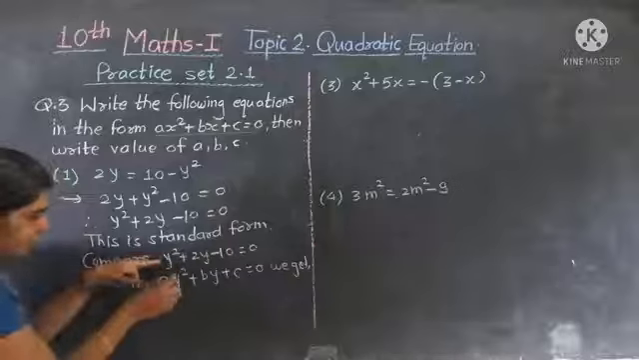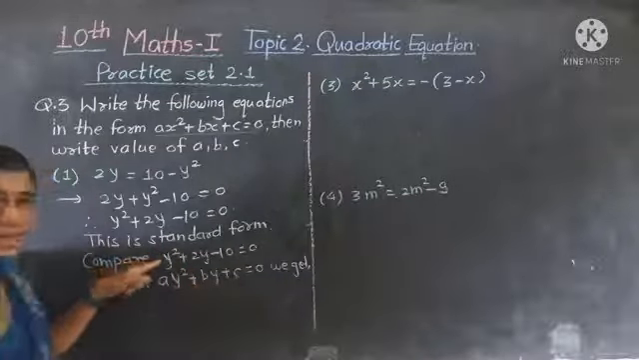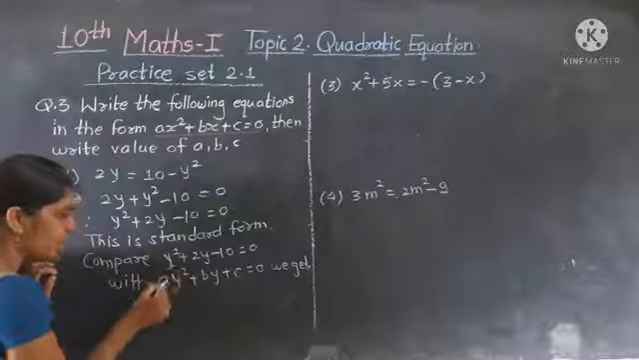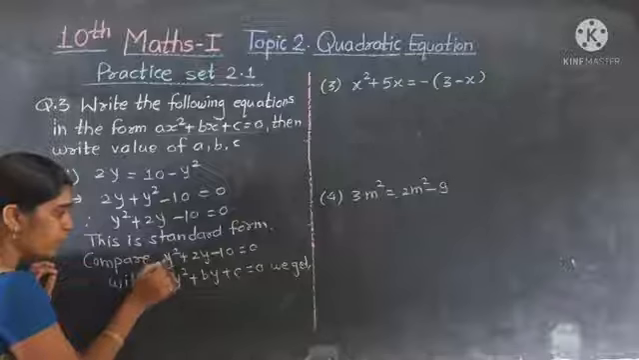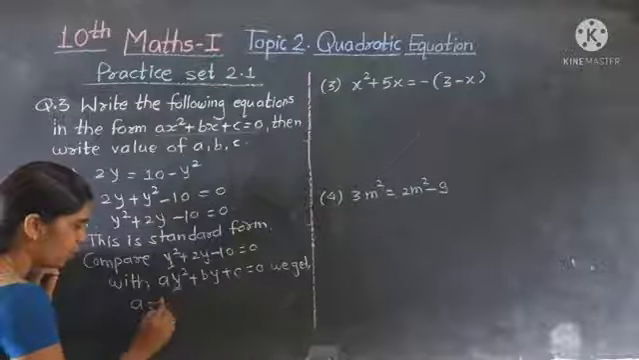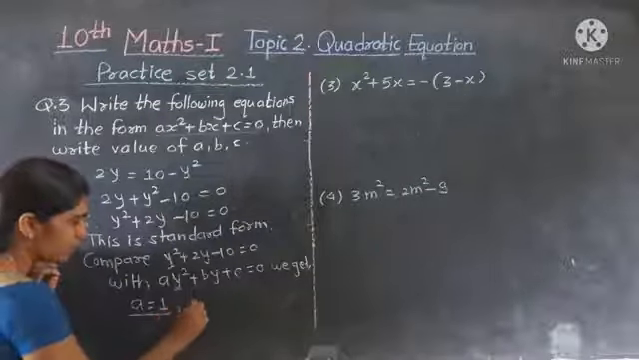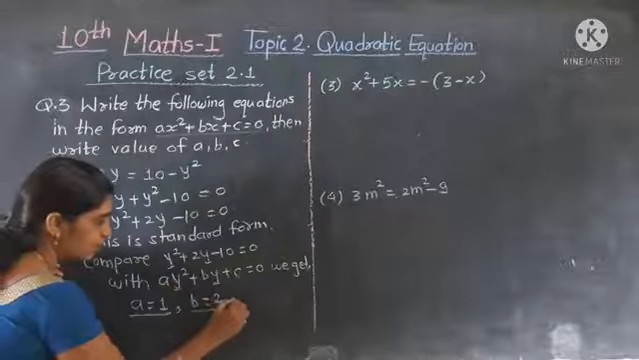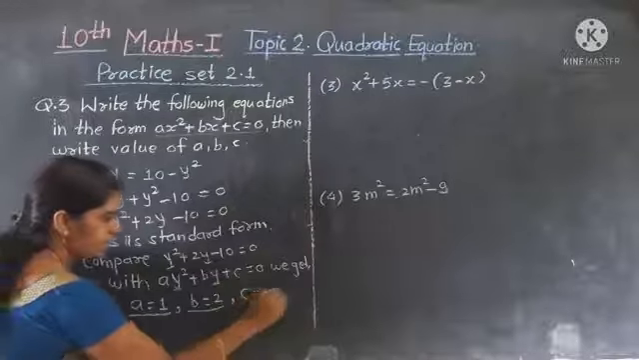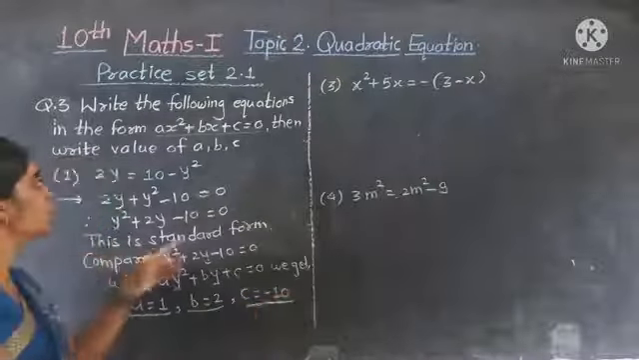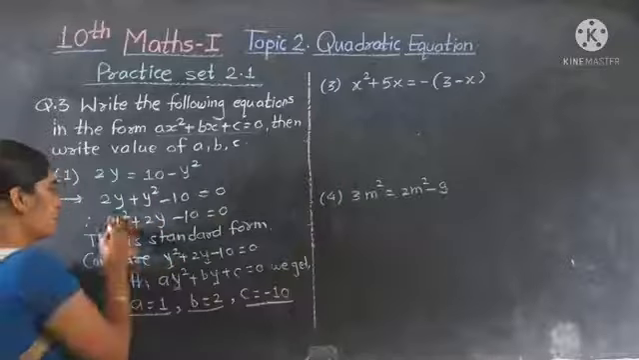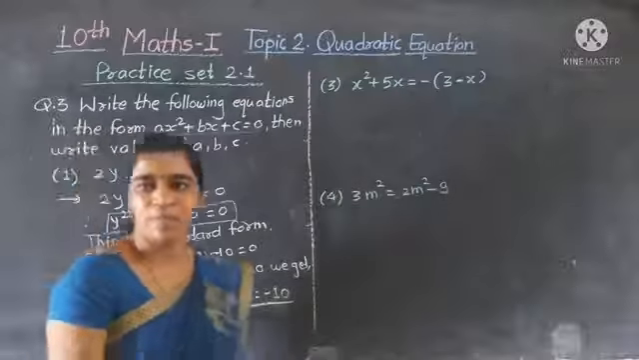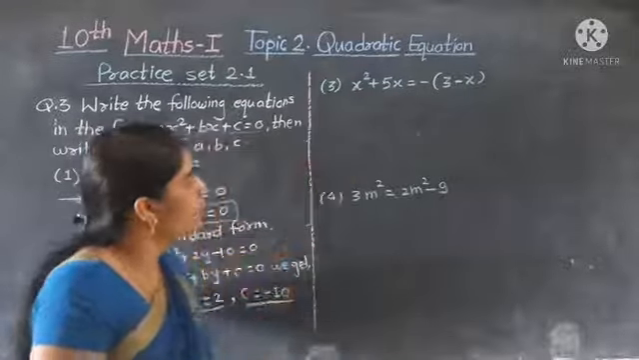I write y square here; write it below, it is easier to compare. We get the value of a: y square is there, what is the coefficient of y square? 1. So a is equal to 1. Similarly, what is the value of b? Here y is there, b is 2. And what is the value of c? c is minus 10. So we write the given equation in standard form and we calculate the values of a, b, c. Okay.